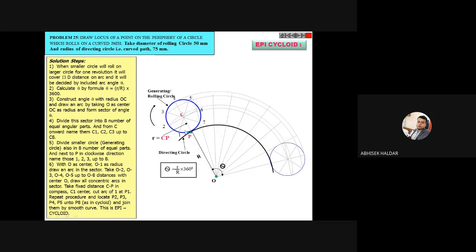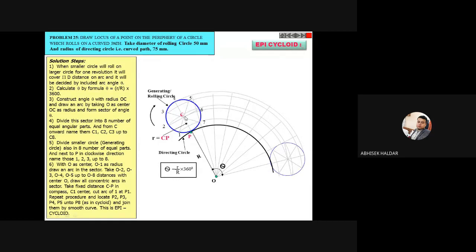Similarly, O to 2 will be my radius, and I will draw an arc that will pass through 6, and it will run up to the end. Similarly, O to 1, which will pass through 7. That means O to 1 is my radius, and I will draw an arc which will pass through 7, and it will run up to the end, the theta end.